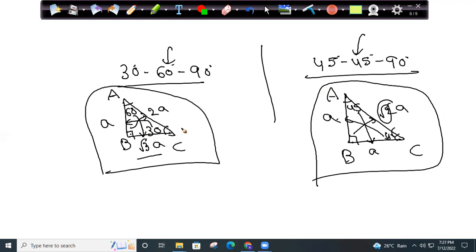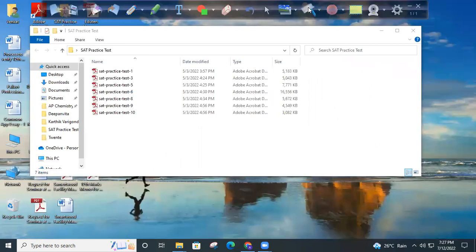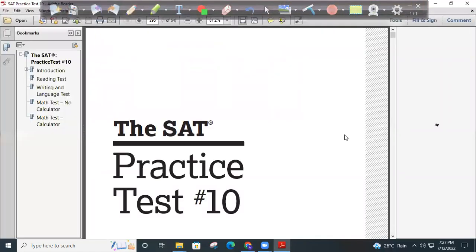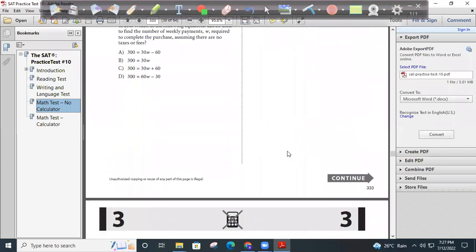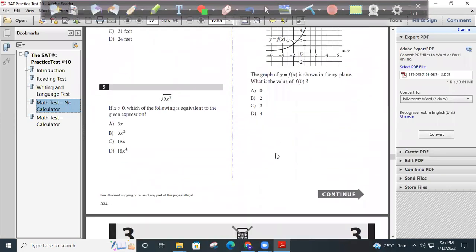So with the concepts that we have learned so far, I am going to do questions based on all this from the actual papers. Let us actively involve and solve the questions. I am opening test 10. Any question on lines and angles or triangles is what I am most focused on right now. I'll solve only those questions.